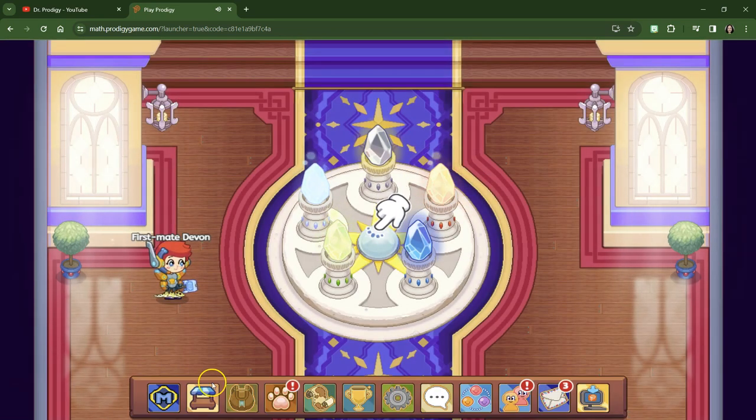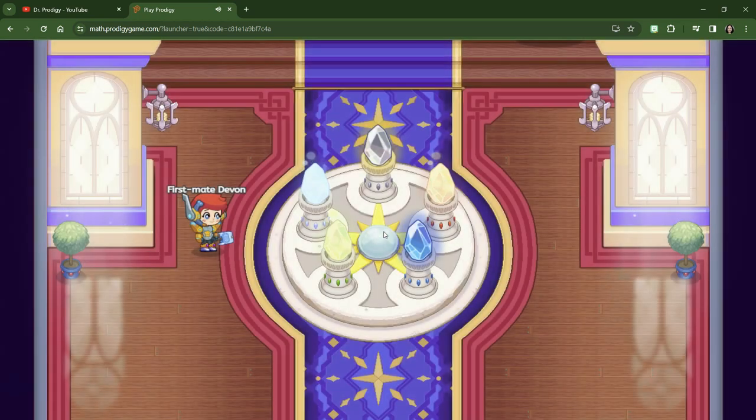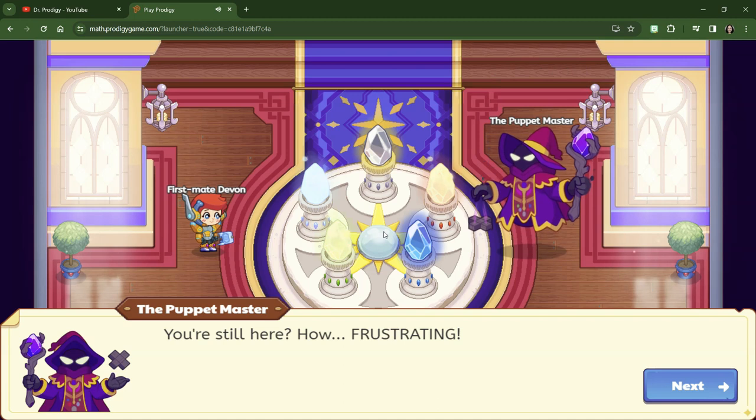All right, let's stop this right here. Oh, I almost want to see this pet here. All right, let's hit play and see what happens. Uh-oh. Yes! Well, too bad, Puppet Master.